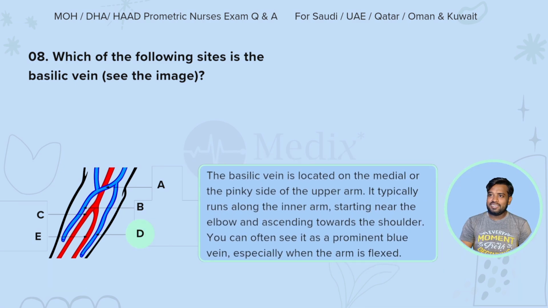The correct answer is D. The basilic vein is located on the medial or the pinky side of the upper arm, starting near the elbow and ascending towards the shoulder. You can often see it as a prominent blue vein, especially when the arm is flexed.